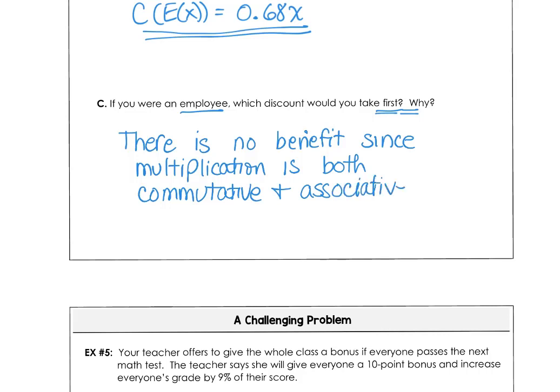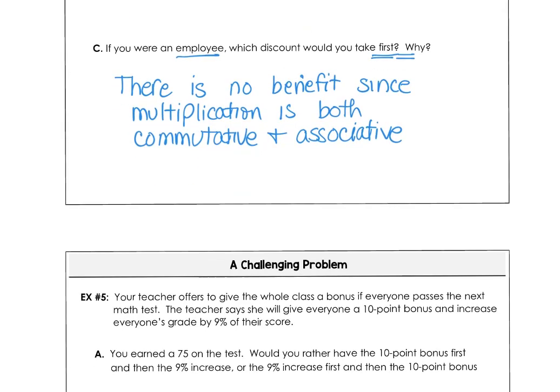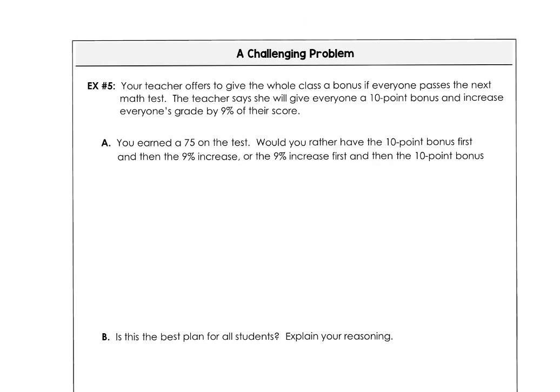Okay. So moving on to our last problem. If your teacher offers a whole class bonus if everyone passes the next math test, the teacher says she will give everyone a 10-point bonus and increase everyone's grade by 9% of their score. So here in example A, you earned a 75 on the test. Would you rather have the 10-point bonus first and then the 9% increase, or the 9% increase first and then the 10-point bonus? So let's figure that out mathematically.